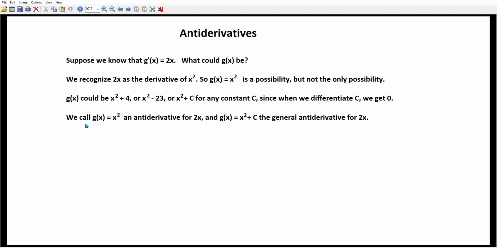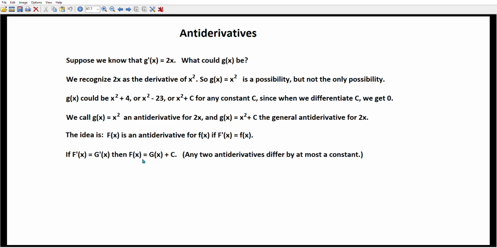We call g of x equals x squared an antiderivative for 2x, and not the antiderivative, and g of x equals x squared plus c the general antiderivative for 2x. The idea is capital F of x is an antiderivative for little f of x if the derivative of capital F is little f. And we note that if two functions have the same derivative, they differ by at most a constant, which means that if you take any antiderivative and add a constant to it, you've got the general antiderivative.